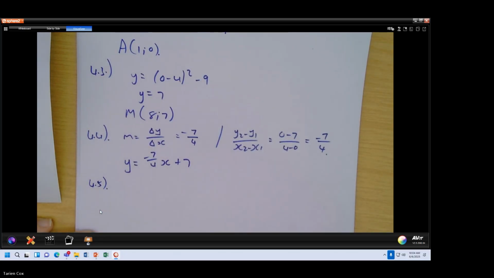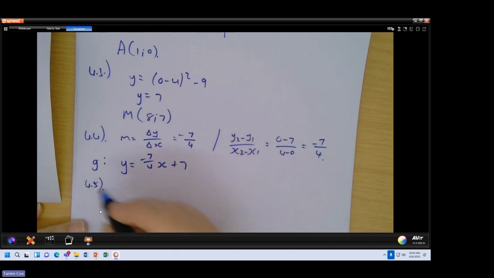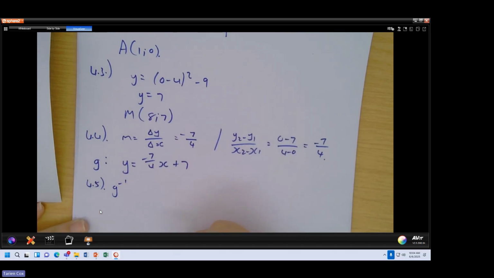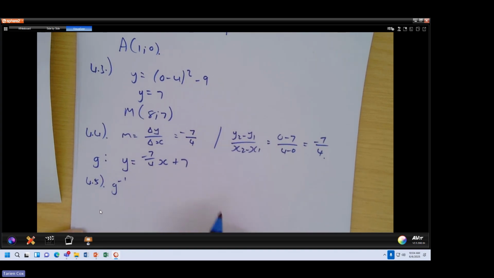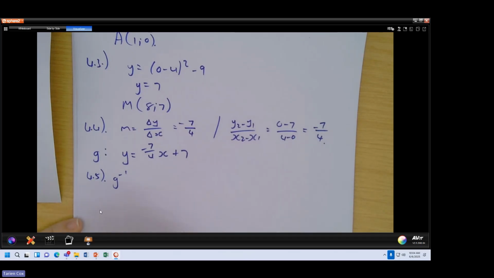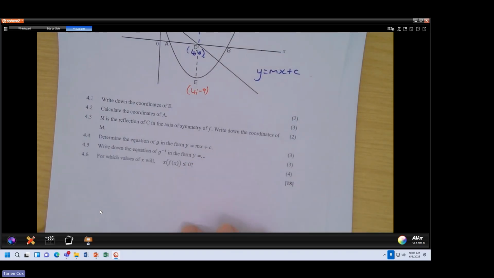4.5. Write down the equation of g, and remember this is g. So I want now g inverse of x. If they say that, it means they want your inverse, and they want it in the form y is equal to. You've got this equation, and what did we learn from inverse functions in term 1? We need to swap our x and our y values around. So then I will have x is equal to -7/4 y plus 7. But I'm not allowed to leave it in this format. I need to make y the subject. That is why they said in the form y is equal to.